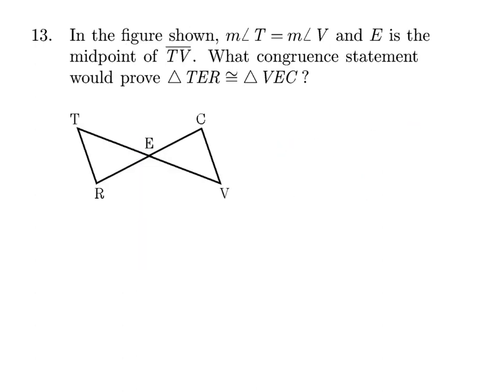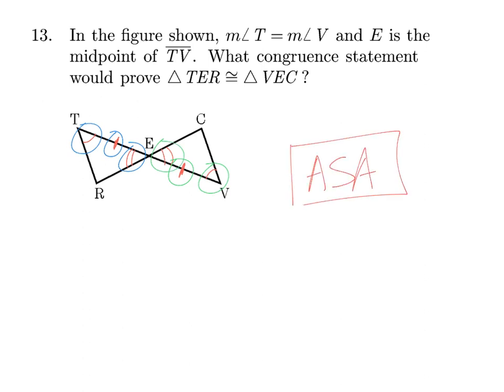In the figure shown, measuring angle T is equal to measuring angle V, and E is the midpoint of TV. All right, so these are the same. What congruent statement would prove triangle TER is congruent to triangle VEC? Okay, well, I know these are vertical angles here, so I can say the triangles are congruent by ASA. All right, same shortcut again.